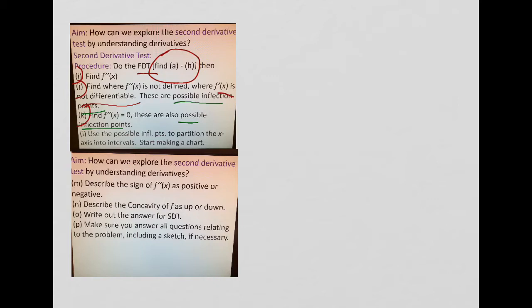And then we have L, M, N. We end up doing another chart, but this time to talk about the concavity of f. We do that by determining the sign of f double prime, and it can also tell us if there are any inflection points. Always write out your answer for the inflection points. And P is to make sure you answer all of the questions.